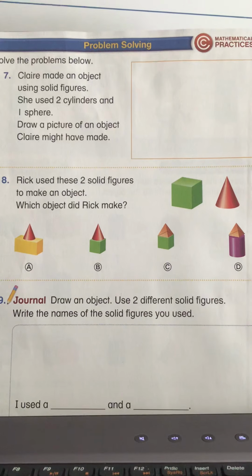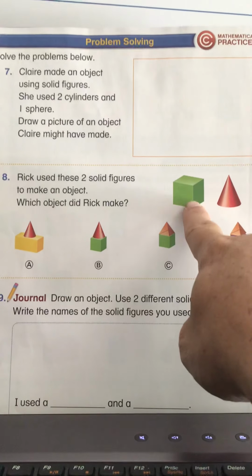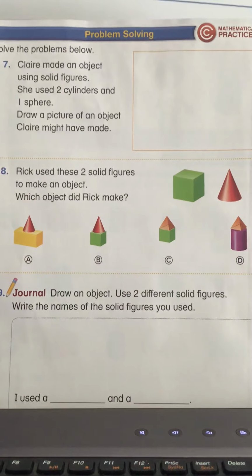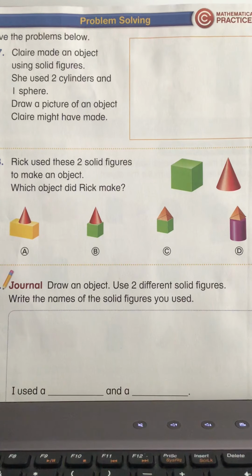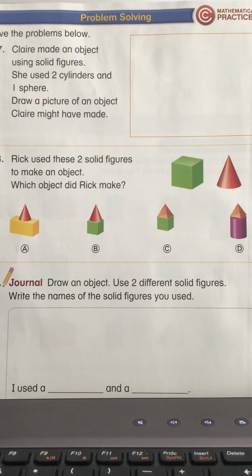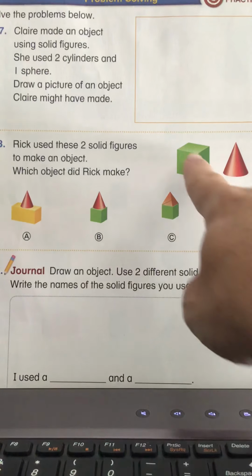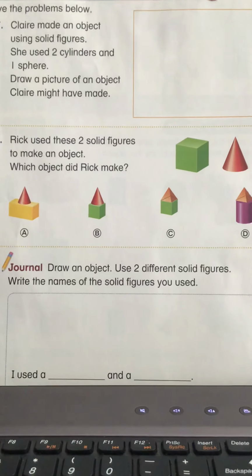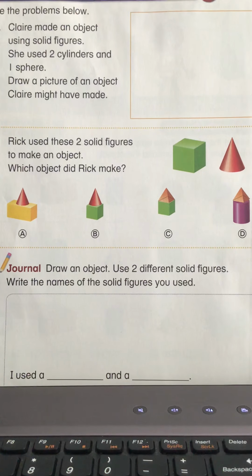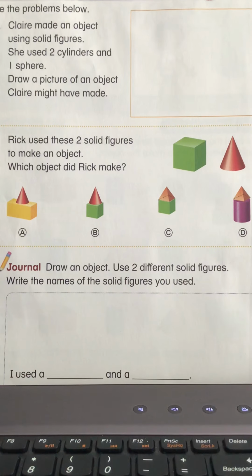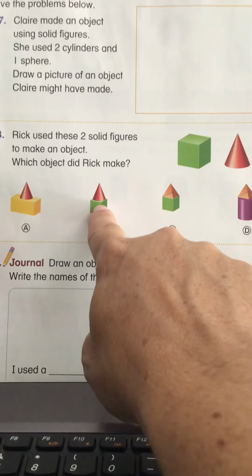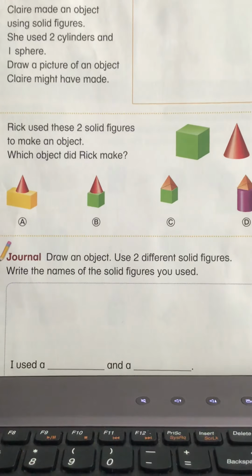Number 8, Rick used these 2 solid figures. So he used a cube and a cone. Which object did Rick make? So which one of these below uses a cube and a cone? Should be letter B, a cube and a cone.